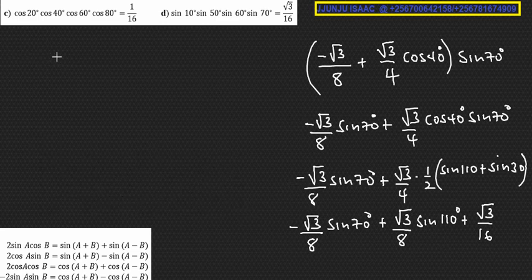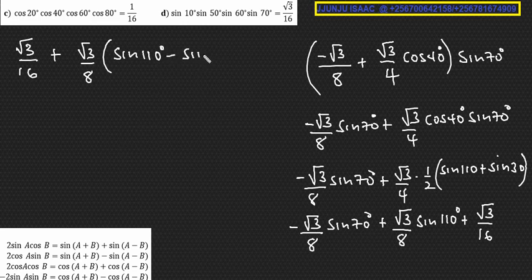So let me create some more space here. So I have root 3 out of 16 plus, I'm going to factorize root 3 out of 8, so that I get sine 110 degrees minus sine of 70 degrees. Okay, this is root 3 out of 16 plus root 3 out of 8.